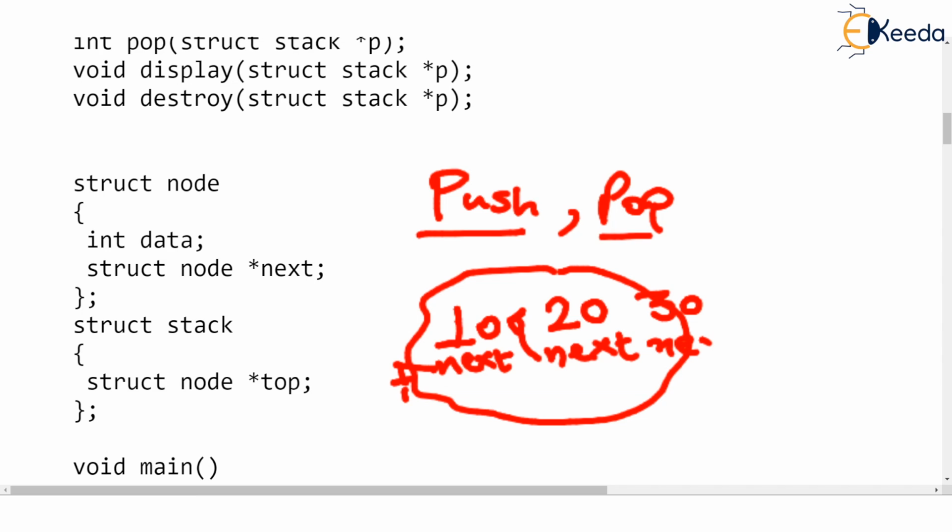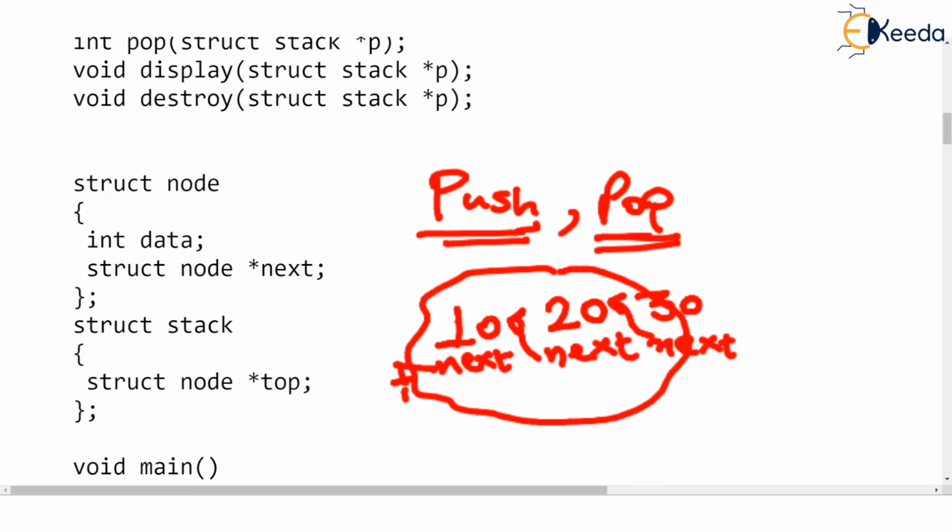The second operation, which is pop operation, is removing a data from the stack. Remember, stack is last in, first out. So which was the data which we pushed last in the stack? 10? No, it was 30. 30 was pushed last in the stack.